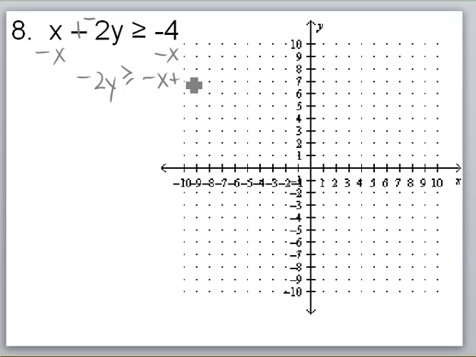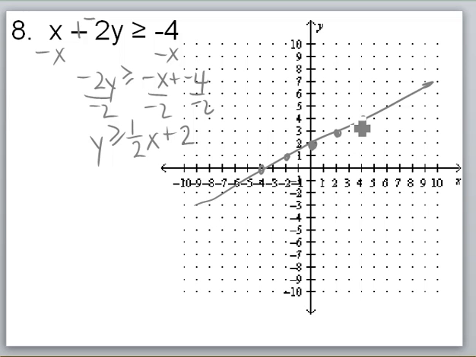So negative x plus negative 4, divide by negative 2 on every term. This really says I have a negative 1 over a negative 2, which is a positive 1/2. And then a negative 4 over negative 2 is actually a positive 2. So I have a positive 2. I'm going to go up 1 over 2, up 1 over 2, or down 1 to the left 2, down 1 to the left 2. I use a solid line, and it says greater than, so I would be shading above the line for my solution.